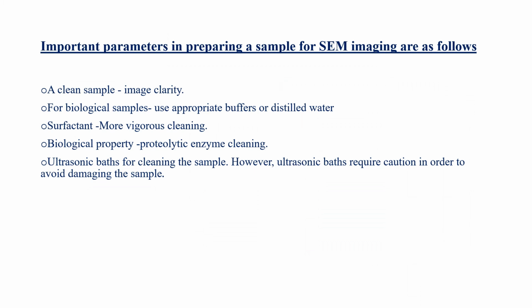Following are some of the important parameters in preparing a sample for SEM imaging. We need a very clean sample which is free from dirt and dust so that we get a very clear image. For biological samples, we need to use appropriate buffers or distilled water. Surfactant can also be needed in some sample preparation techniques. Use of an ultrasonic system can also be given importance in preparing the sample. However, ultrasonic baths require caution in order to avoid damaging the sample.